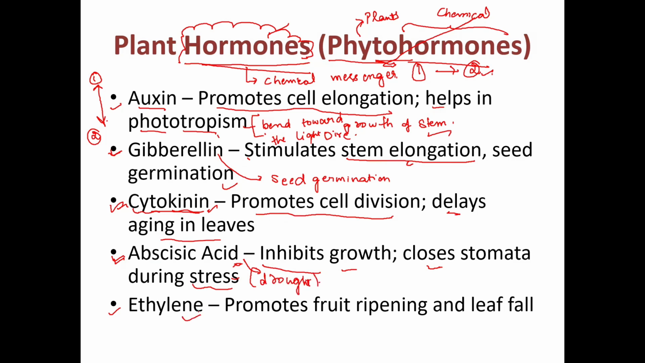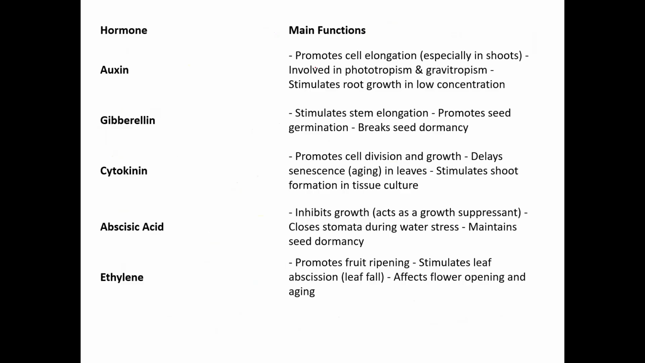Come on, ethylene. Ethylene is very famous. It's a fruit ripening hormone, right? And leaf fall. It does leaf falling. Yes, banana turning yellow. Why? Because ethylene is produced by the fruit that causes ripening of the fruit. Let's move on and memorize the hormones and their functions.